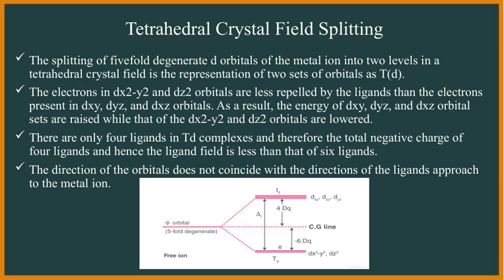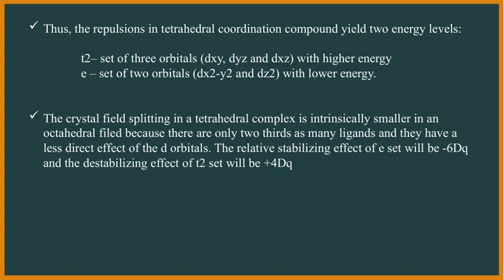Connecting this to our broader theme, understanding how these orbitals split in different geometries helps us grasp the electronic transitions, magnetic properties, and reactivity of these complexes. So, in a tetrahedral coordination compound, the repulsions between the ligands and the d orbitals lead to the formation of two distinct energy levels. The first set, called T2, includes the dxy, dyz, and dxz orbitals, and these end up at a higher energy level. The second set, called E, consists of the dx2-y2 and dz2 orbitals, which are actually lower in energy.